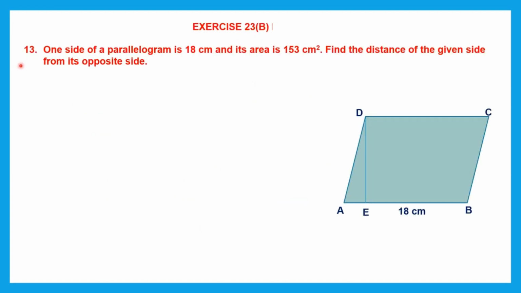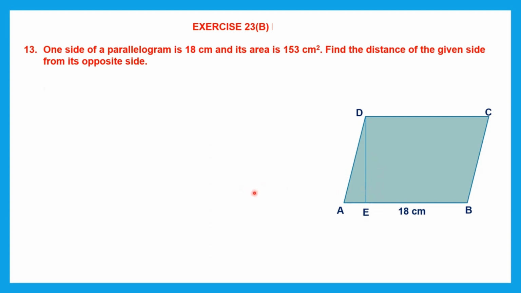We are with question 13. One side of a parallelogram is 18 centimeters. So here we have a picture of a parallelogram and one side is 18 centimeters. We have got this side as 18 and its area is given. That means all the space inside. This area is 153 centimeters square. Find the distance of the given side from its opposite side. So from the opposite side, the distance is this DE. We have to find this distance, which is also the height here.